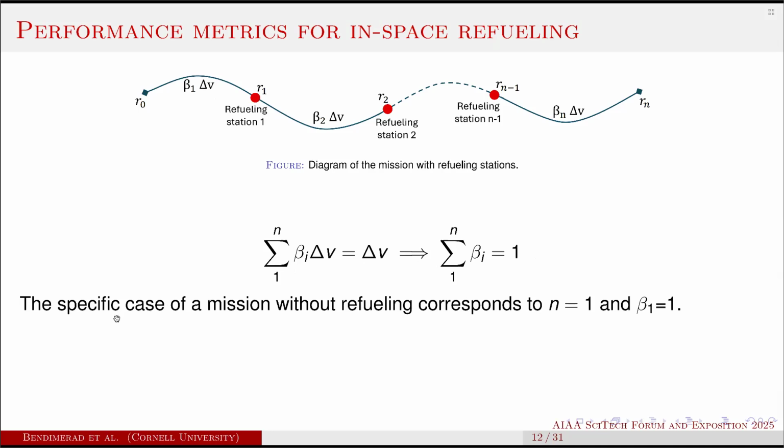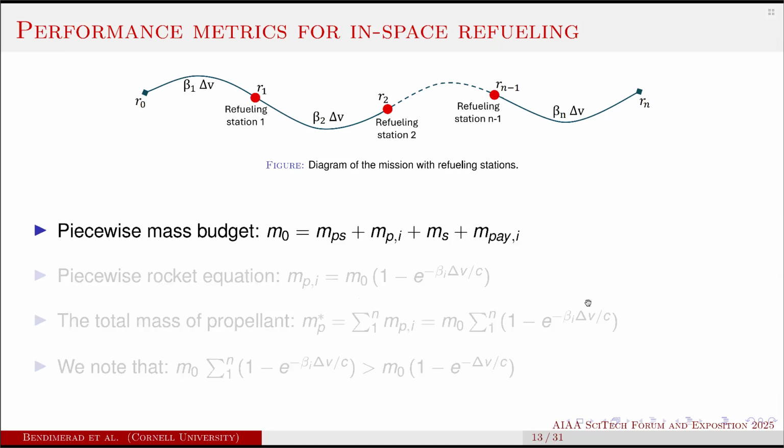For the specific case of a mission without refueling, we only have one segment, and therefore n is 1 and beta is 1. Next, we reproduce the same methodology used by Stallinger, but we apply it piecewise for each segment.